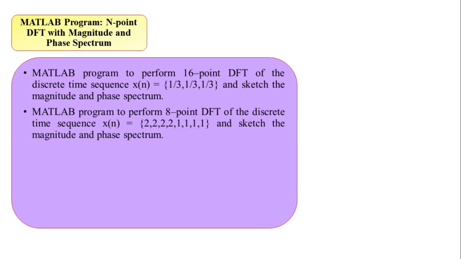Next to that, we also take the task to compute the 8 point DFT for the given discrete time sequence given as x of n is equal to, here we have a total of 8 elements, the first 4 elements are 2 and the last 4 elements are 1. Here also we have to sketch the magnitude and phase spectrum. So for accomplishment of these two tasks, very first of all we switch to the MATLAB environment.